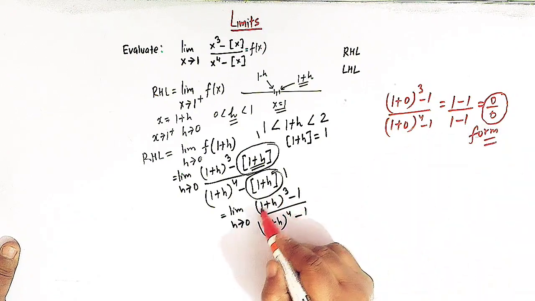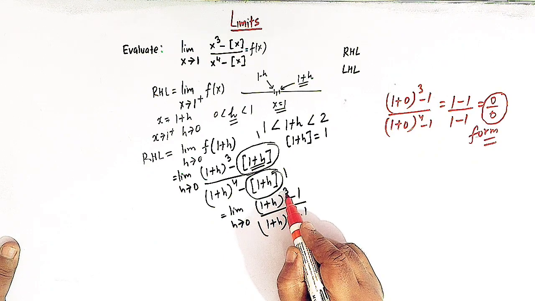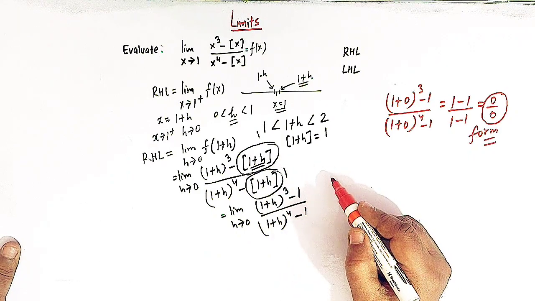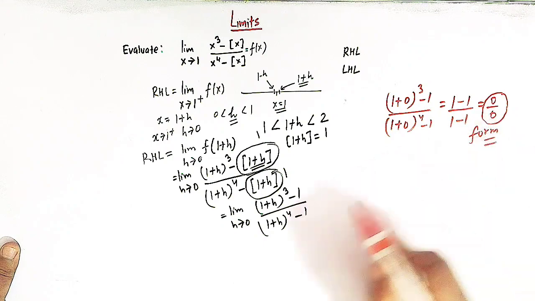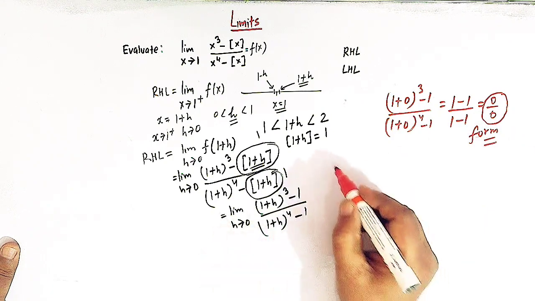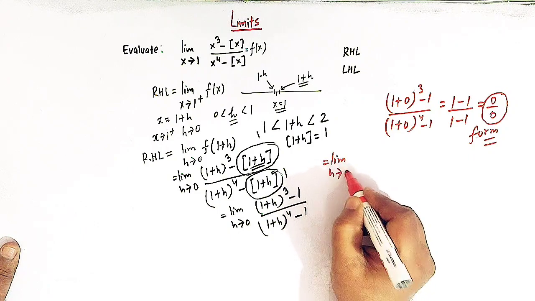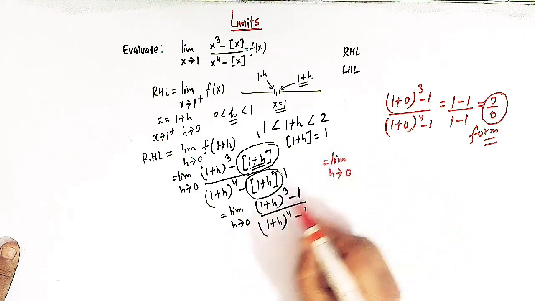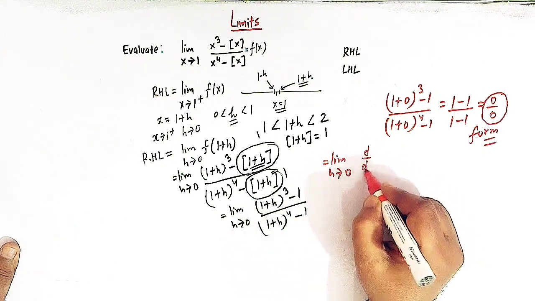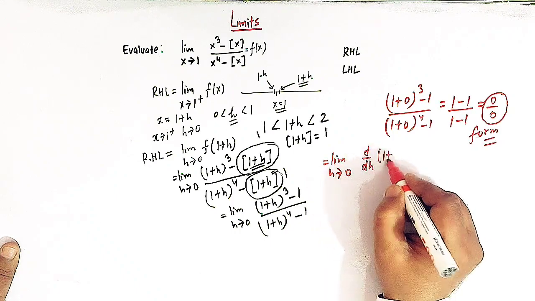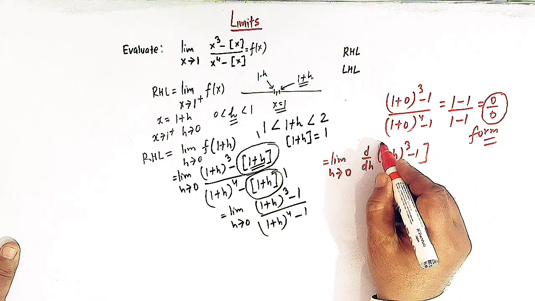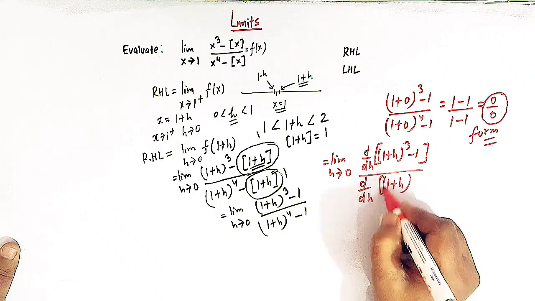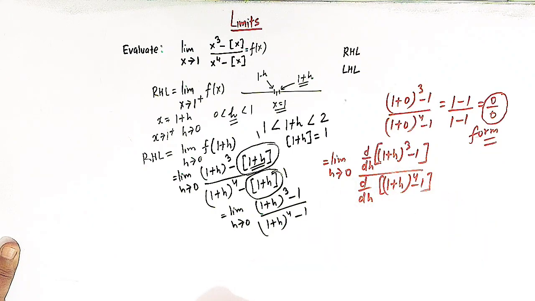so we can easily apply L'Hopital's rule here, right? We can also expand (1 plus h) raised to 3 and (1 plus h) raised to 4 simply using the binomial theorem, right? But here we'll prefer to use L'Hopital's rule. So by applying L'Hopital's rule, we'll differentiate the numerator and denominator with respect to h. So we have d by dh of (1 plus h) cube minus 1, and then we have d by dh of (1 plus h) raised to 4 minus 1, right?